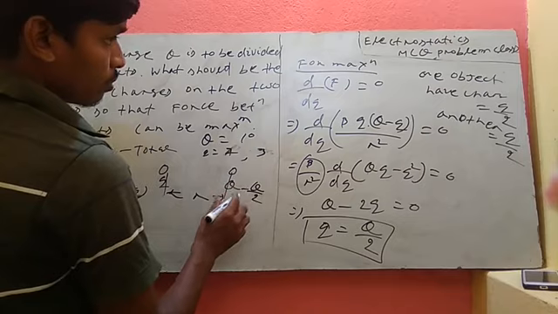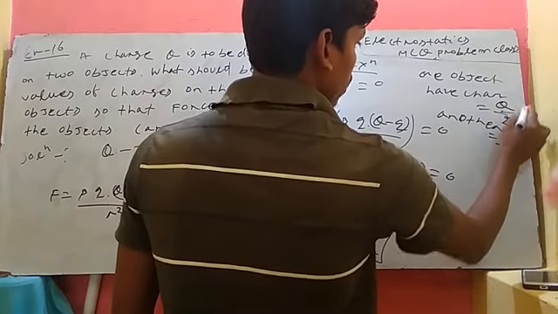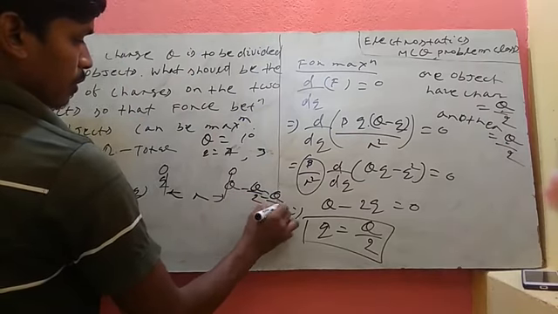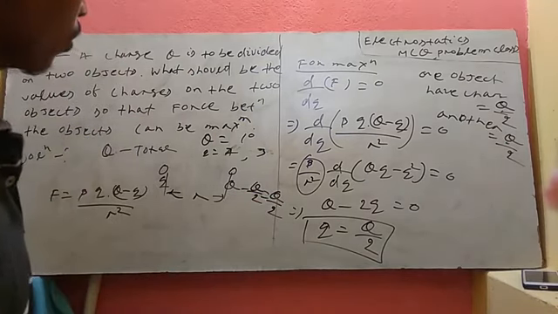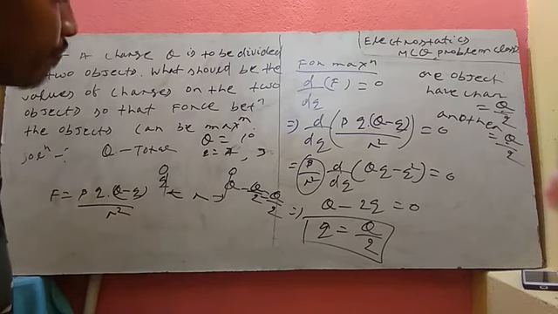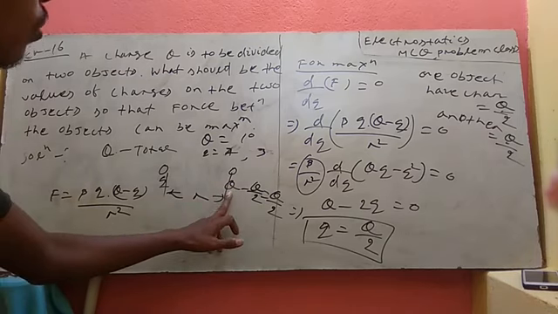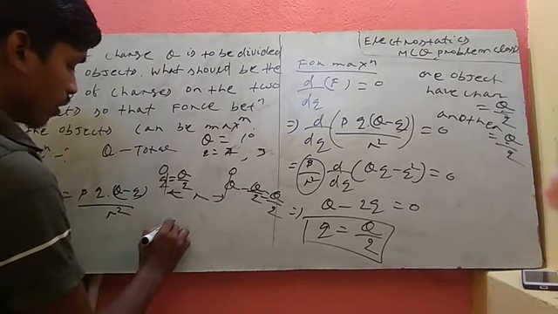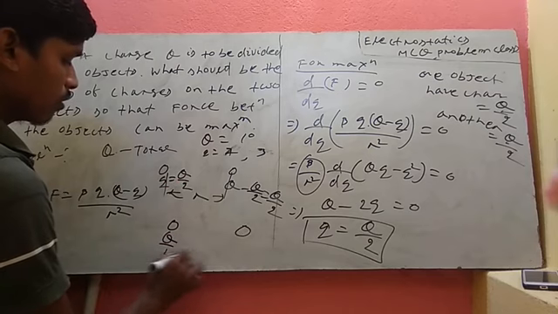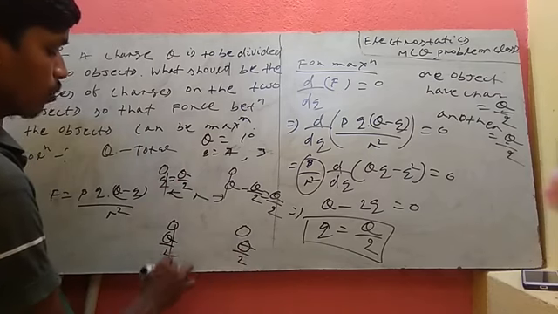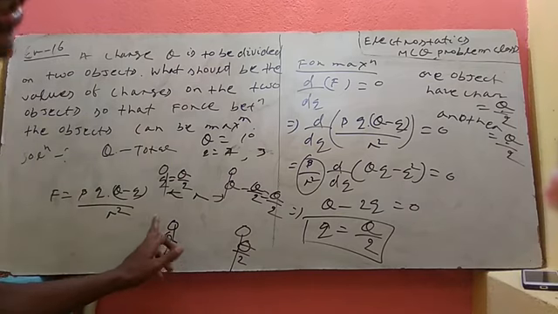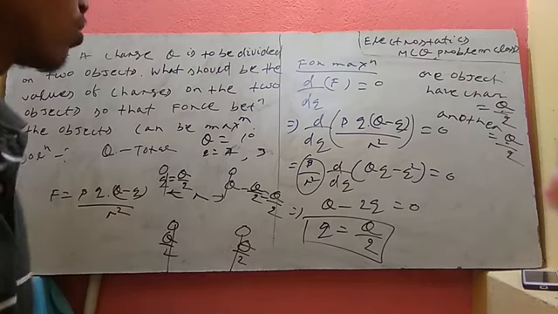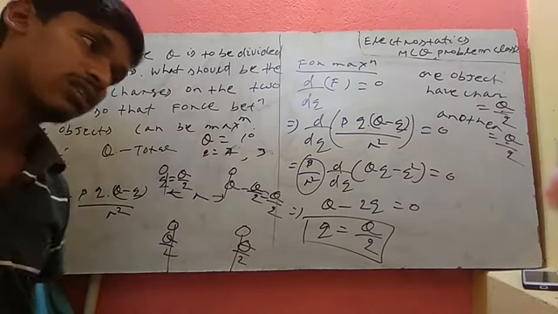So here Q minus q, this q is equal to Q by 2. One object is Q by 2, another object is Q by 2. So here the value of each object is capital Q by 2, then the force between the two objects must be maximum. This is the one concept.